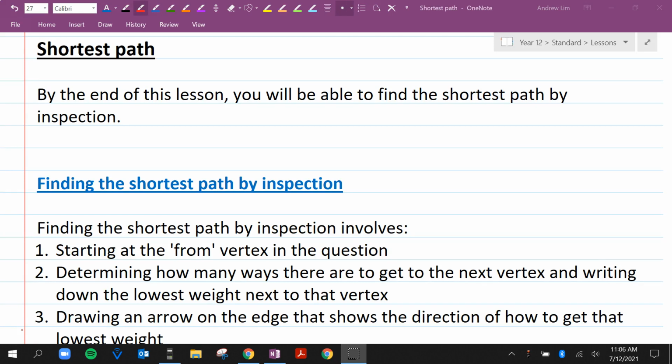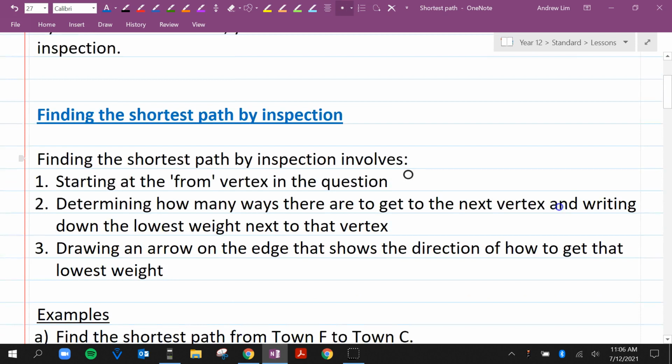In this video, we're going to be looking at shortest path. By the end of this lesson, you'll be able to find the shortest path by inspection. This is related to the networks topic for Year 12 Standard Maths. Finding the shortest path by inspection.